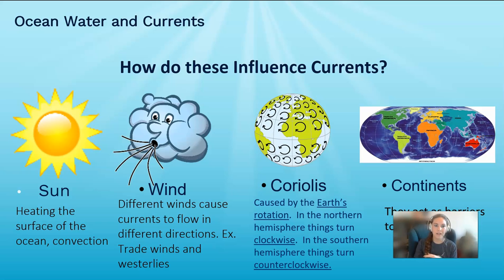Next, we've got wind. Winds below the surface currents will flow in different directions, okay? This is where we get easterlies and westerlies, directions of wind. And then we've got the Coriolis effect. This is caused by the Earth's rotation. So in the northern hemisphere, the currents are going to turn clockwise, while in the southern hemisphere, they're going to turn counterclockwise.